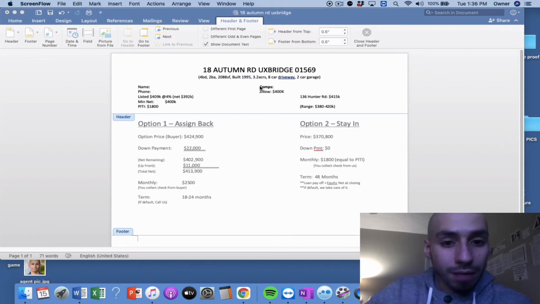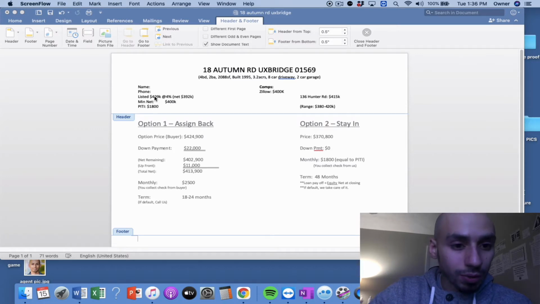Basically at the top I have the address, I have the details here, and I have this up here so that they're aware. I've also run comps. In this case I only had one comp that I was able to find that was similar to that one. And I also have the Zillow price and basically the range that I think that the house is worth. And I go into their minimum net.